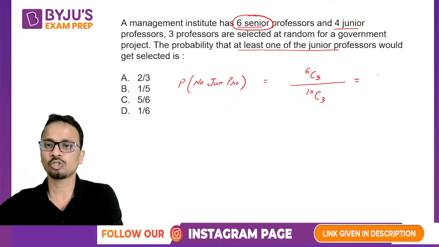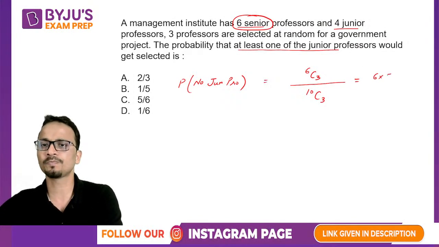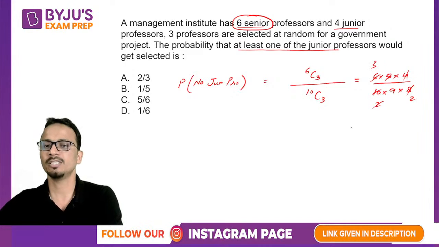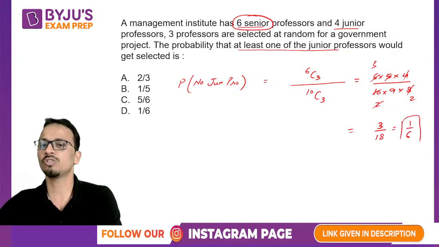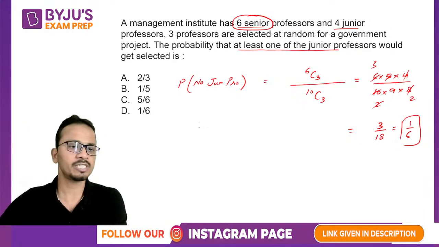So let's solve this. 6 into 5 into 4 divided by 10 into 9 into 8. So this is 2, this is 2, and this is 3. So the answer will be 3 upon 18, which cancels to 1 upon 6. So this is the probability that no junior professor is selected.